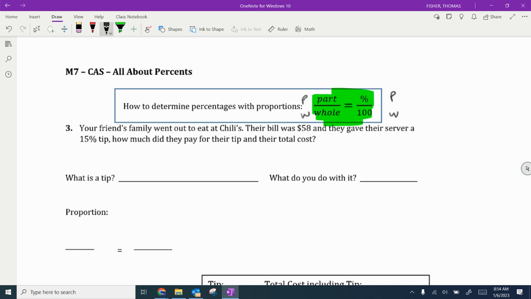So if we're talking about this one, we're talking about a bill at Chili's. $58 was the original cost. That's the whole thing. And they wanted to do an extra 15%. That's the part. And then we want to find the tip and their total. So tip, remember, is extra money for the service, for the person bringing your food, the waiter or waitress. So what do we do with it? We add it to the bill. It is definitely not a discount. It's an extra amount of money.